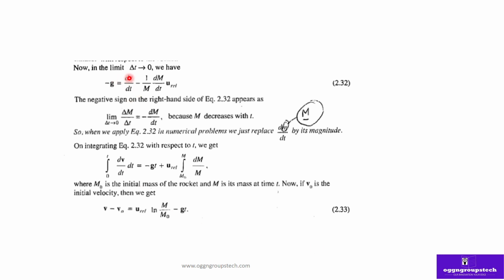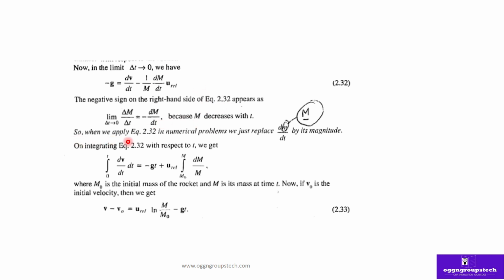Now at delta t tends to 0, that means at that time our time also ends. So at this moment, we have integrated this: minus g equals dv by dt minus 1/m dm upon dt times u relative velocity. Okay, the negative sign on the right hand side of this equation appears like minus g. Limit of delta t tends to 0, delta m by delta t is equal to minus delta m by delta t, because m decreases with time. So what does this equation say?